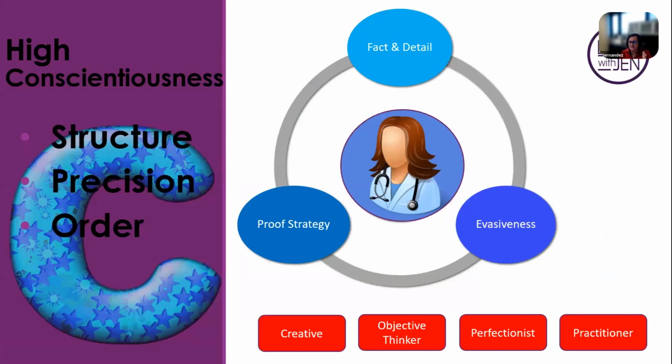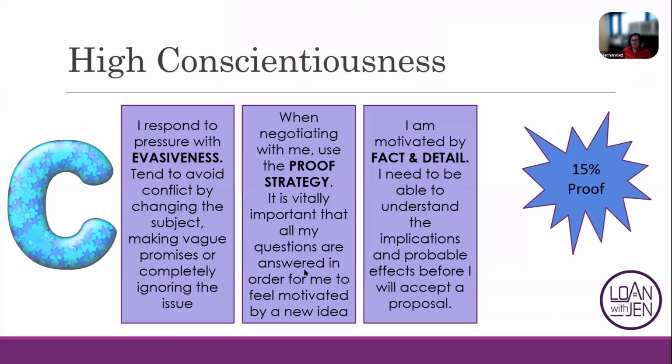Okay, now the C's. The C stands for conscientious, and they need proof of stuff. Doctors are probably C's for the most part. They're objective thinkers, they're perfectionists, they're practitioners. They're very, very straight and narrow. So that's how the C's work.